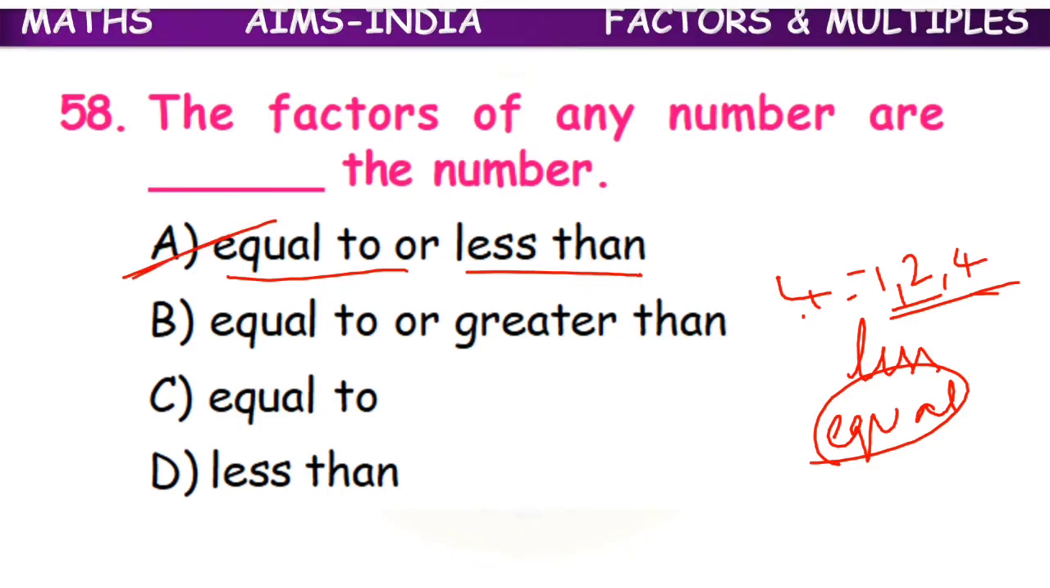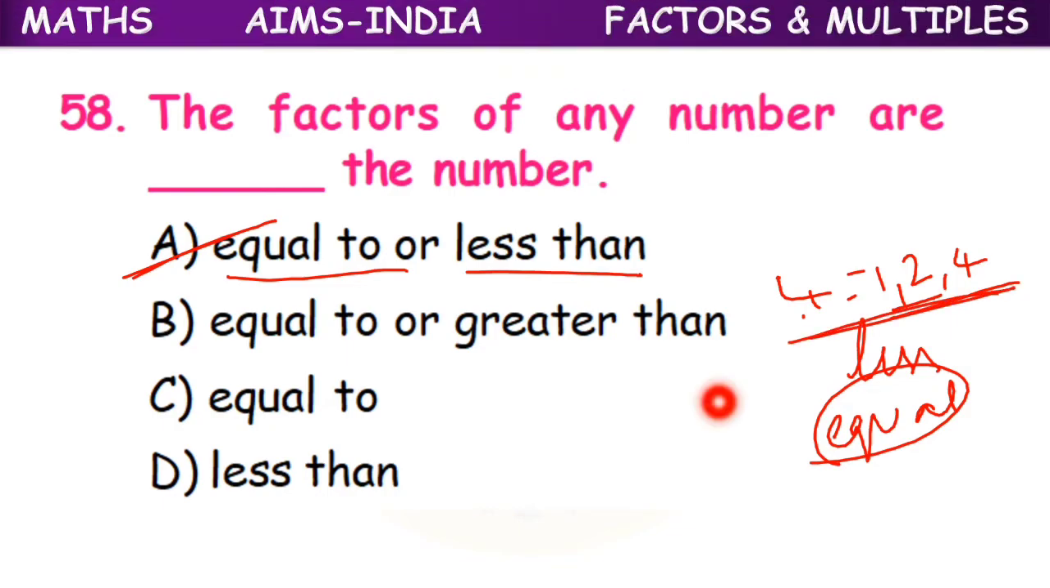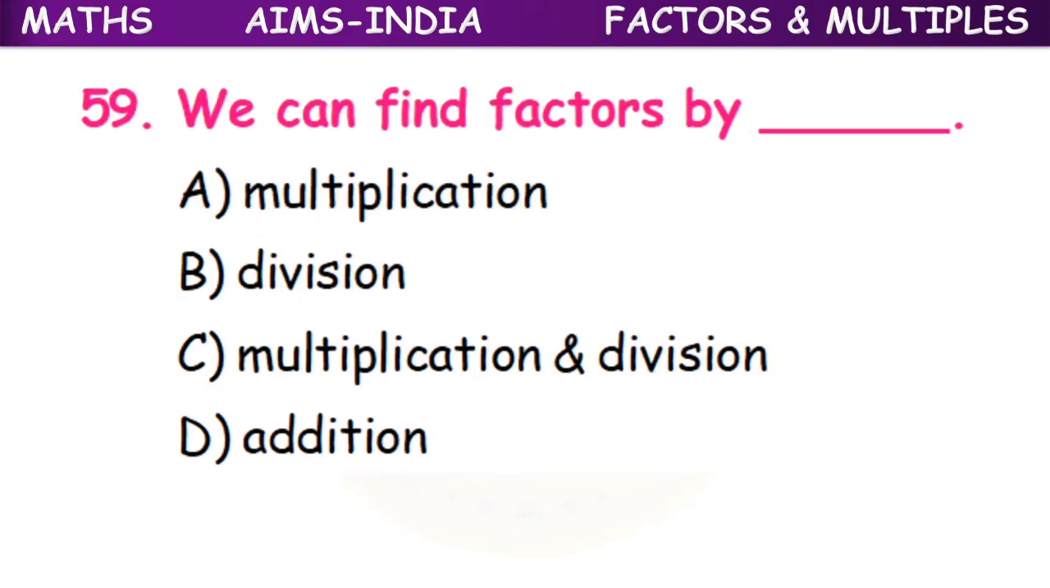Okay children, whenever such questions are asked, write the factors of a number and see whether the factors are equal to, less than or greater than the given number. Next question 59. We can find factors by dash. So how can we find the factors? By multiplication, division, or both multiplication, division and addition.